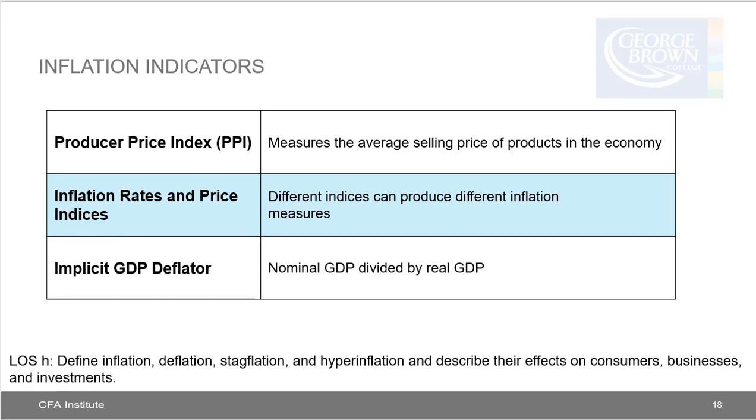So the relationship between CPIs and PPIs is sometimes used to determine the degree to which producers' costs are passed on to consumers. The implicit GDP deflator is simply defined as nominal GDP divided by real GDP. It is the broadest based measure of a nation's inflation rate.